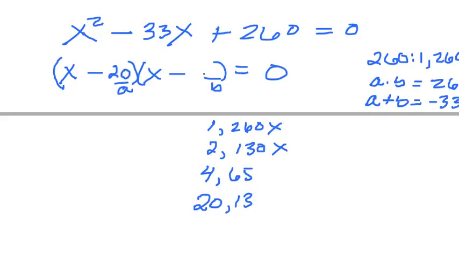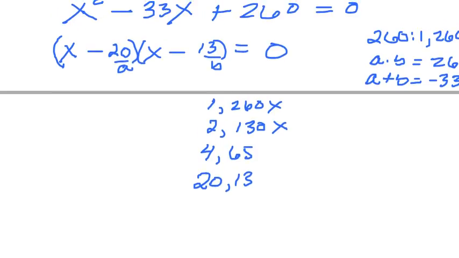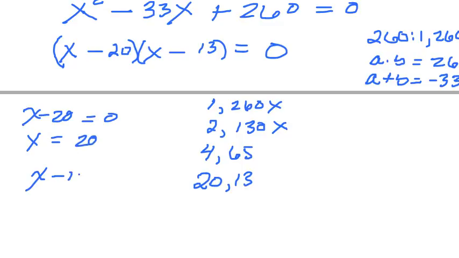So 20 and 13. I'm sure you probably already figured this out, but I gotta go through all this. Okay, so let's erase that. Whoops. That looks like divided by A and divided by B. So we have x minus 20, set that equal to 0. Therefore, x is equal to 20. And then we have x minus 13, set that equal to 0. And solve for x. Right, so our solutions are going to be 20 and 13.